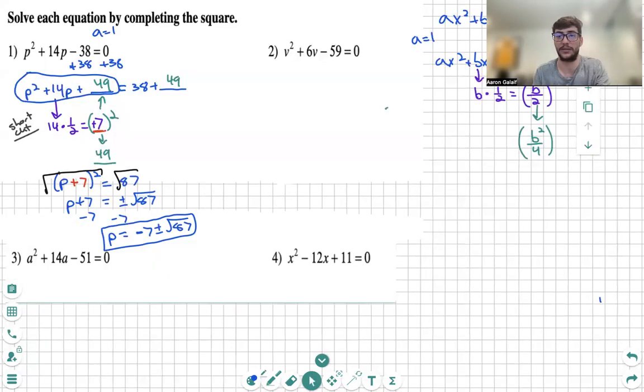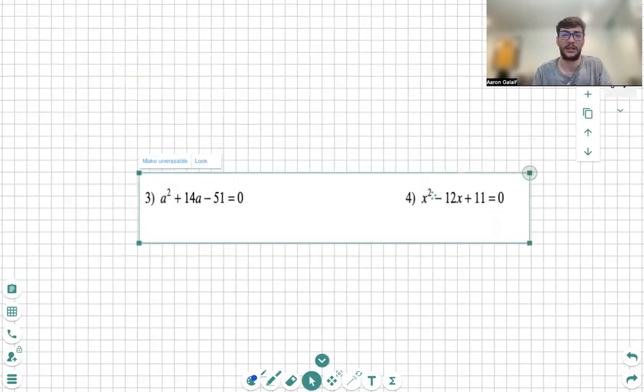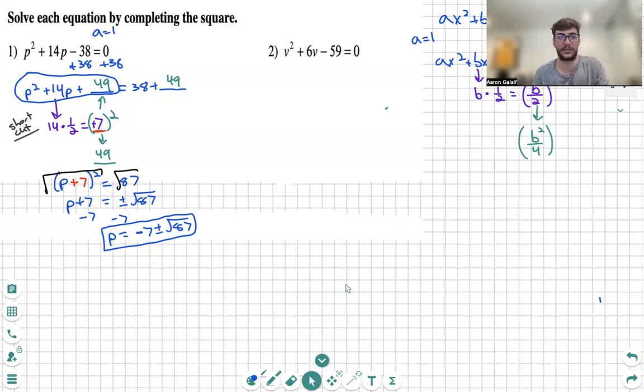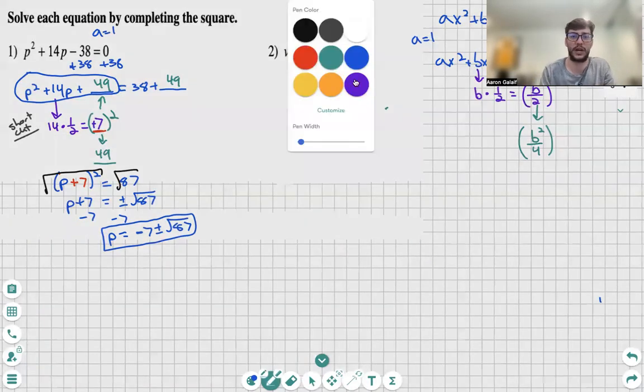Oh, those are absolute values. We want to do those next time. Yeah, we'll leave this for after we finish this. So let's try one more time.